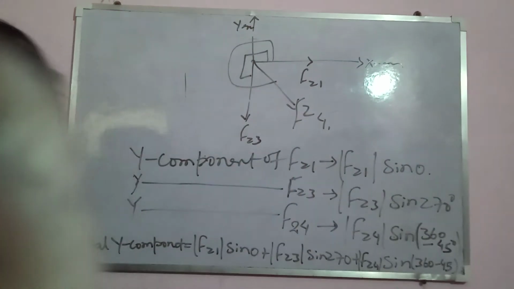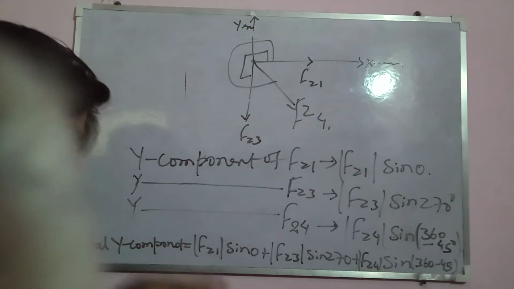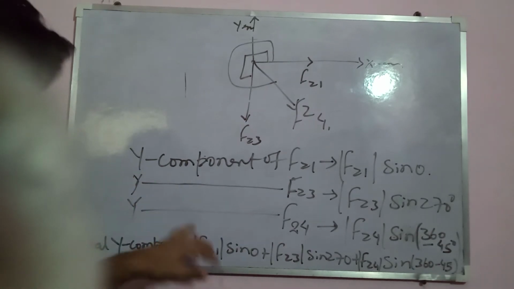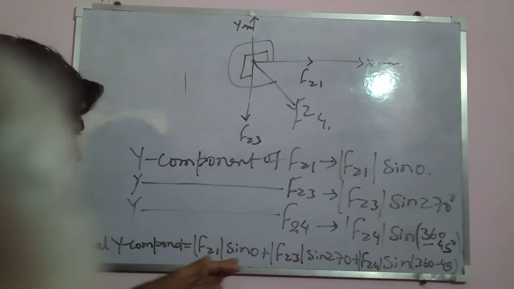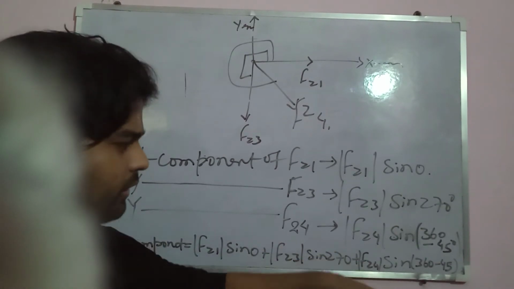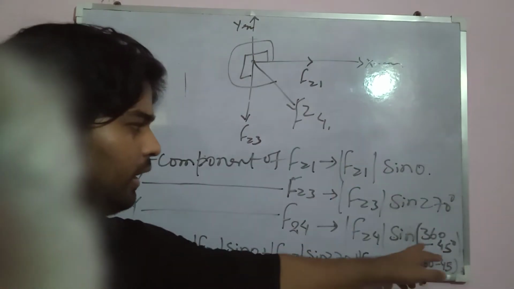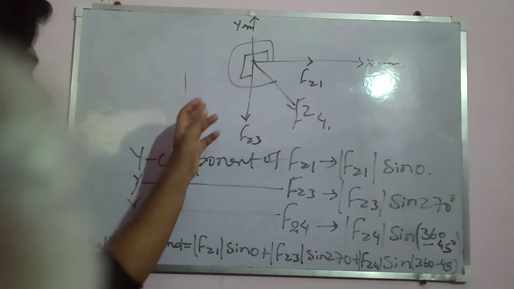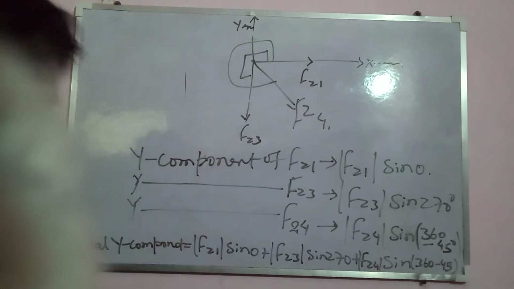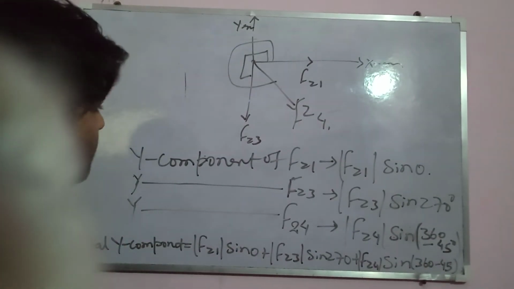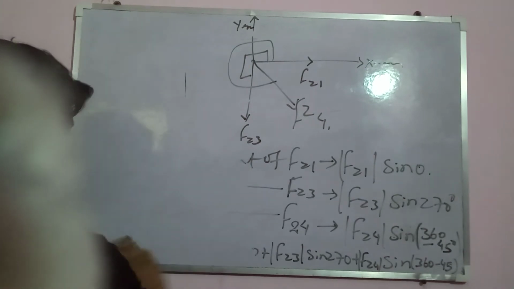See, what we have done for the total x component, we have to do here for the total y component. It is the magnitude of F21 into sine 0, plus F23 into sine 270, plus the magnitude of F24 into sine of the angle made by this with the positive side of the x-axis, in the anti-clockwise sense. So this will be the total y component. Now my job is to find the resultant force.